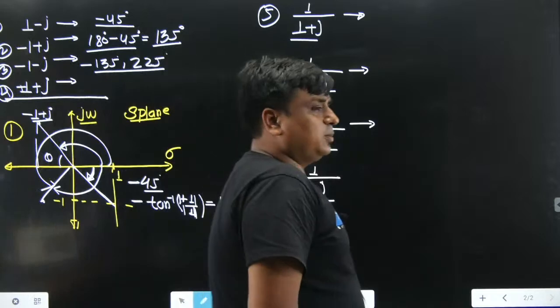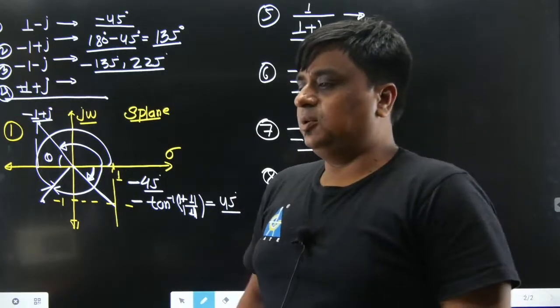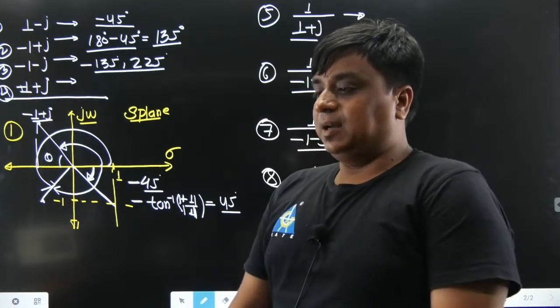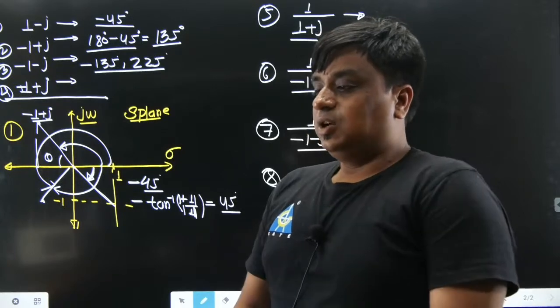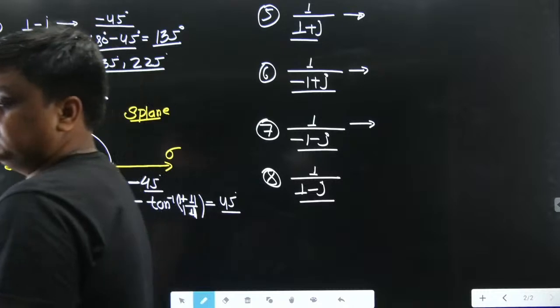So maximum 5 minutes I would give to you guys, and within 5 minutes you must be able to smash this problem out. How much phase would be provided by question number 5, question number 6, question number 7 and question number 8?